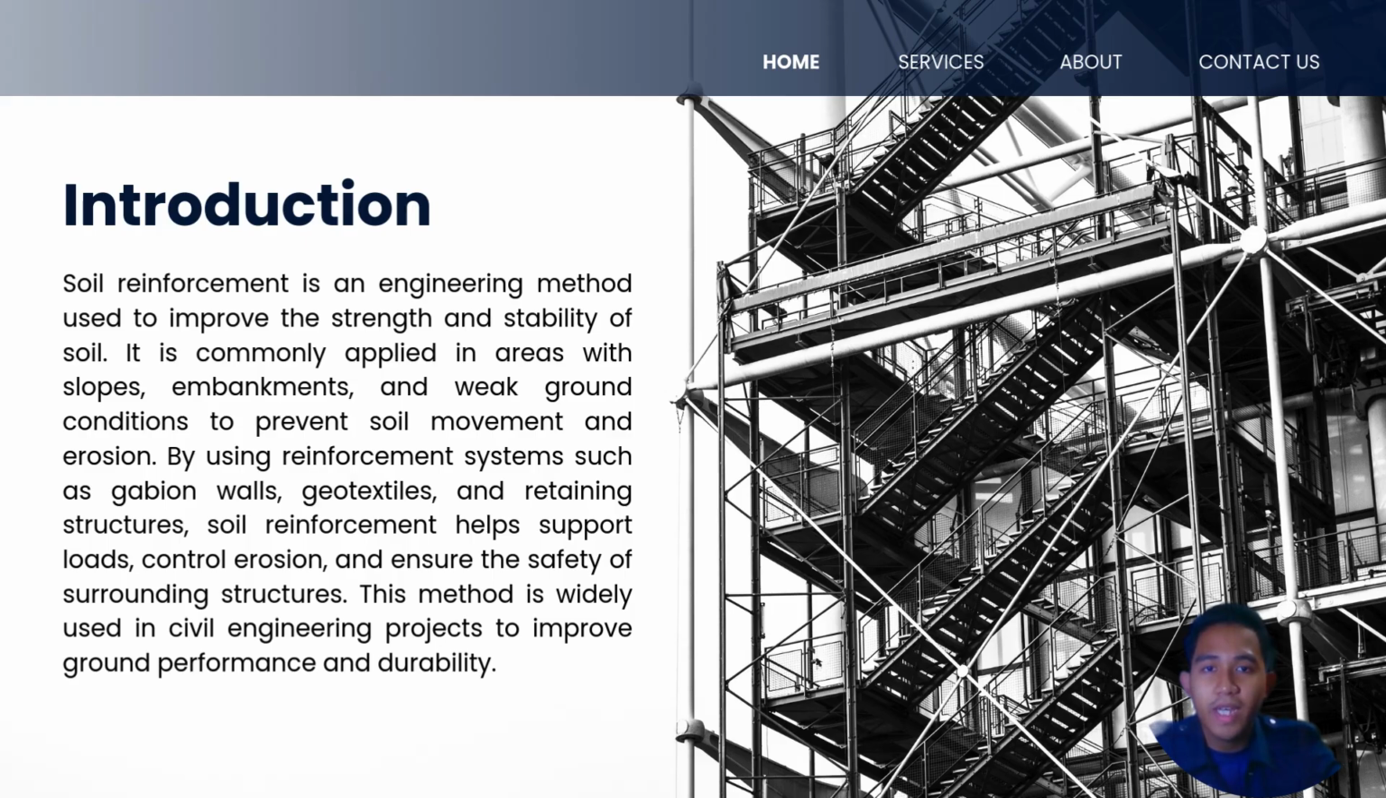Soil reinforcement is an engineering method used to improve the strength and stability of soil. It is commonly applied in areas with slopes, embankments, and wet ground conditions to prevent soil movement and erosion. By using reinforcement systems such as gabion walls, geotextiles, and retaining structures, soil reinforcement helps support loads, control erosion, and ensure the safety of surrounding structures. This method is widely used in civil engineering projects to improve ground performance and durability.